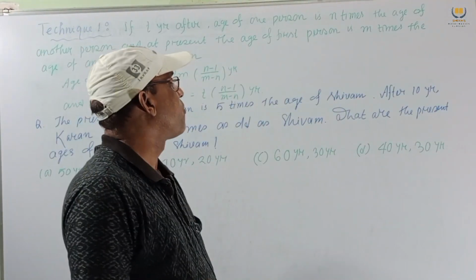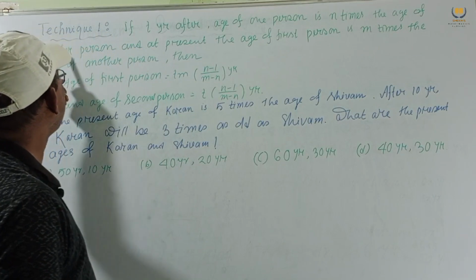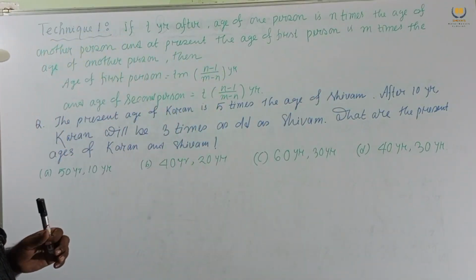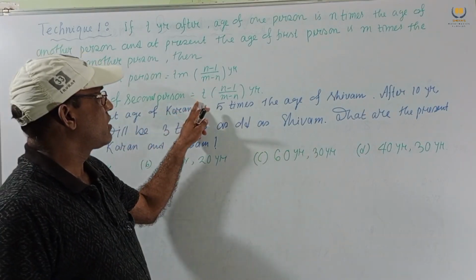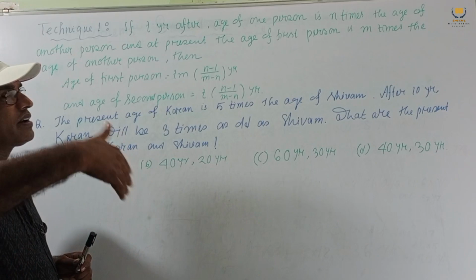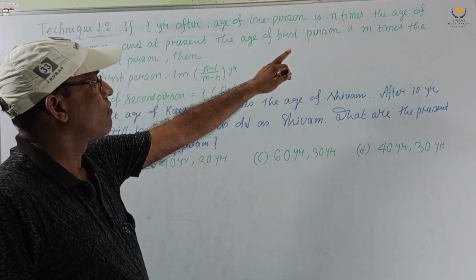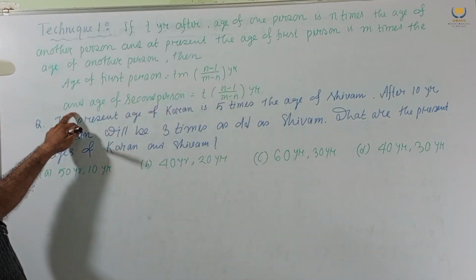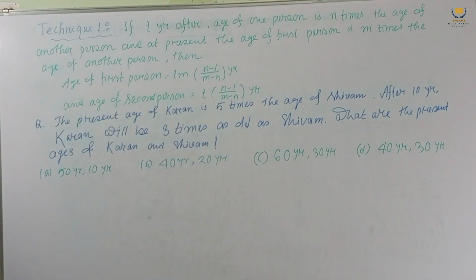Consider one technique. Technique number one: if t years after, the age of one person is n times the age of another person, and at present the age of the first person is m times the age of the other person, then the age of the first person is tm(n minus 1) by (m minus n) years, and the age of the second person equals t(n minus 1) by (m minus n) years. So this is the technique. The first person is tm times this, and the second person is only t, m will be absent here. We can solve by using this formula, shortcutly.